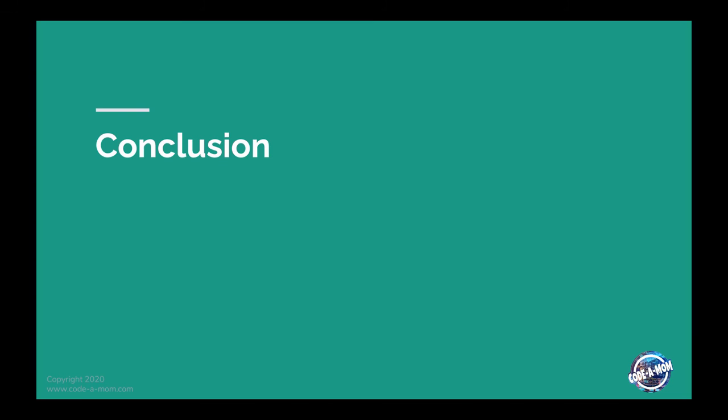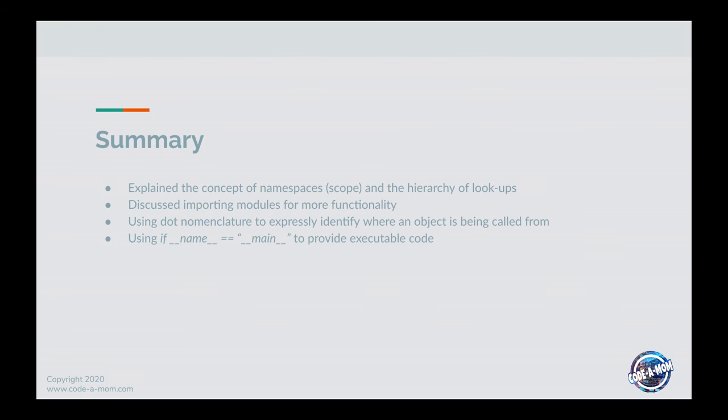So that's it for this video. We talked about the concept of namespaces or scope and the hierarchy of the different lookups that are being performed on the objects. We talked about importing modules to provide more functionality. We talked about dot nomenclature to expressly identify where an object is coming from so that you don't accidentally shadow it. And we talked about using the if name equals main to provide executable code for a module that is normally imported and not executed by itself.